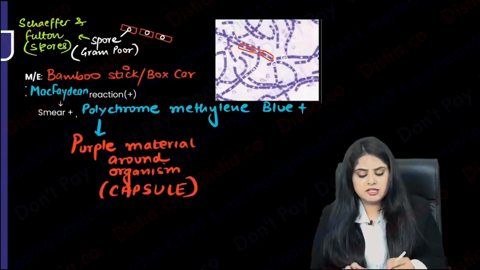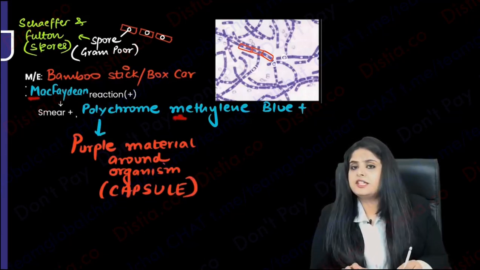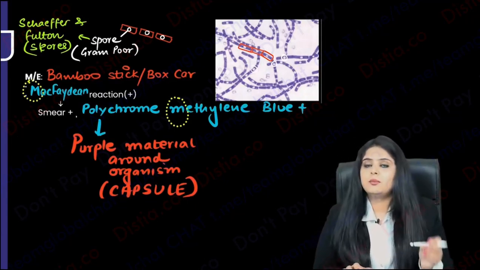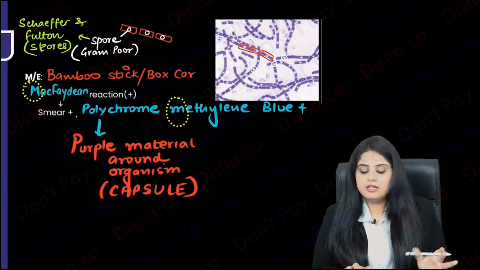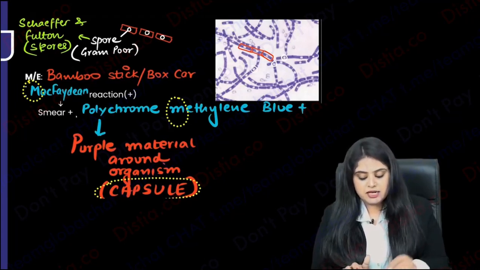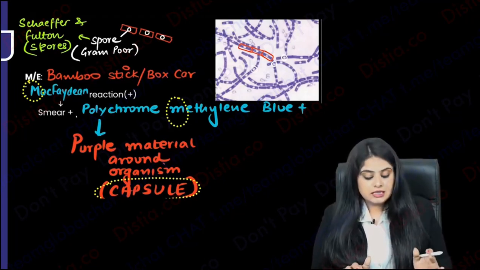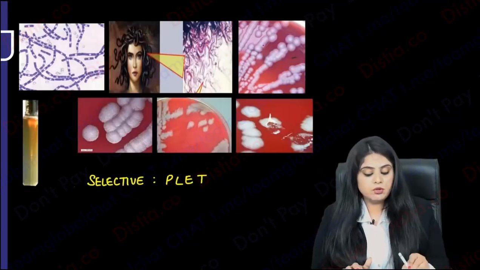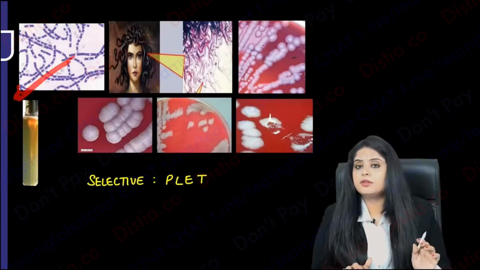The simple question comes, which stain will you use for Macfadyen? So you will say M for methylene blue, M for Macfadyen. So the polychrome methylene blue is used as the Macfadyen stain, and this is going to be indicative of the capsule. So one picture is done. Before I start off on this journey, this is the final flowchart we are going to come down to. So every picture one by one I'm showing you. First I have shown you this one. The boxcar appearance is done.